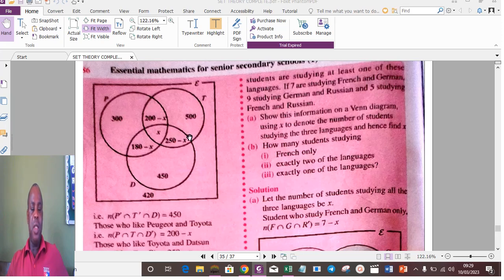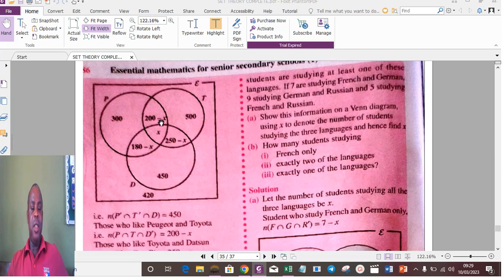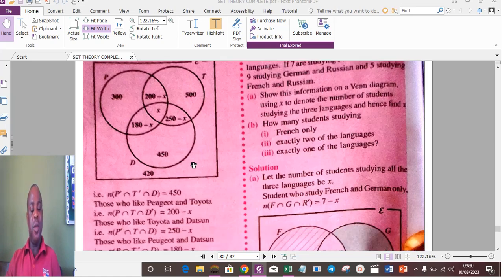This P, T, Q, that means they just love one car. So you add all these things together. So 200 minus S, we have gotten our S to be 150. Yes, this region will be what? 250 minus S, 250 minus 150, that will be 100. 180 minus 150, that will be 30. You get S to be 150. So you add all of them together, you get those who love two types of the car and above.